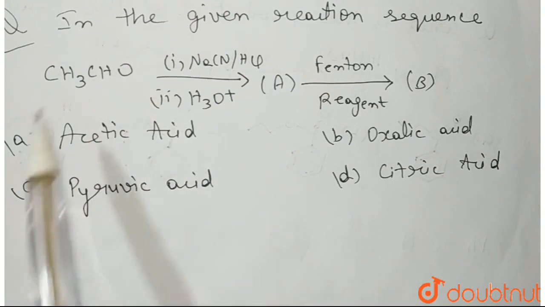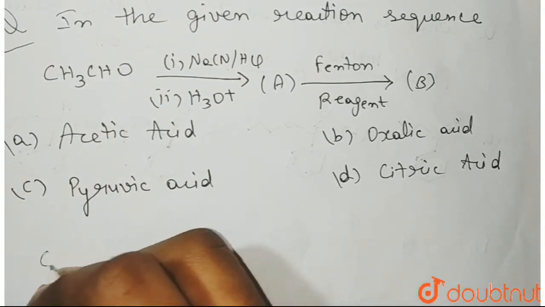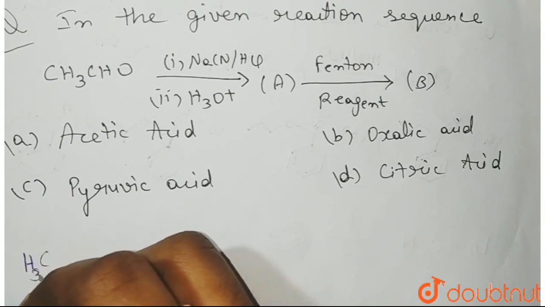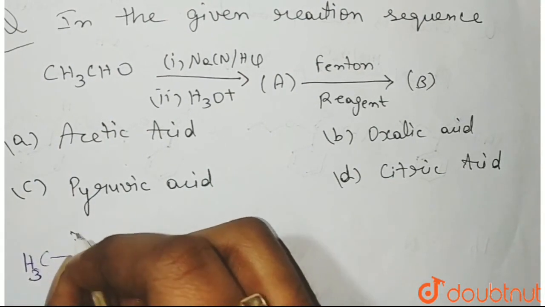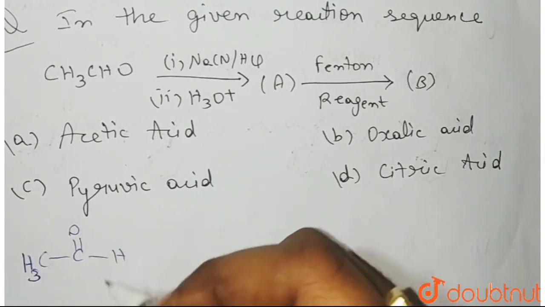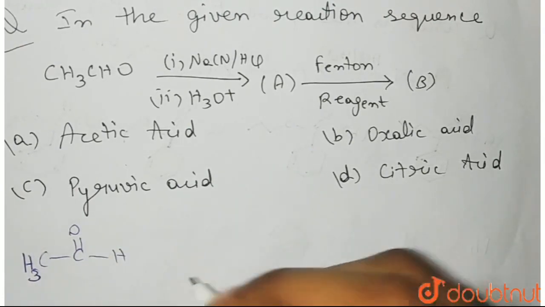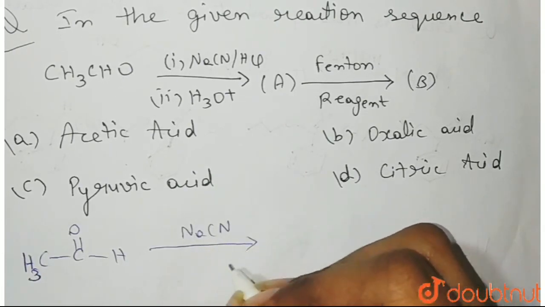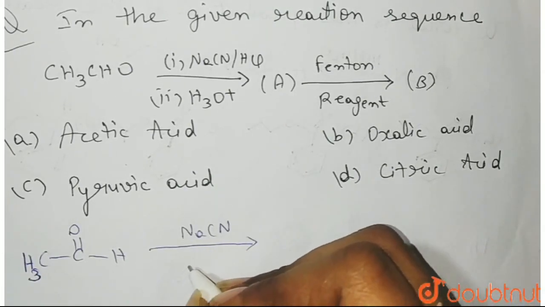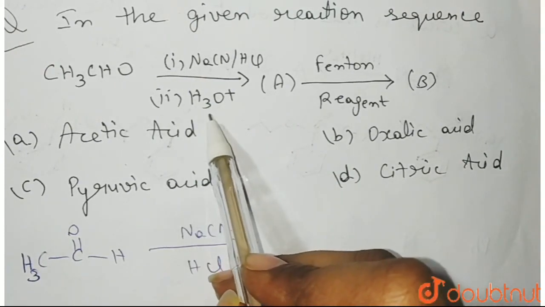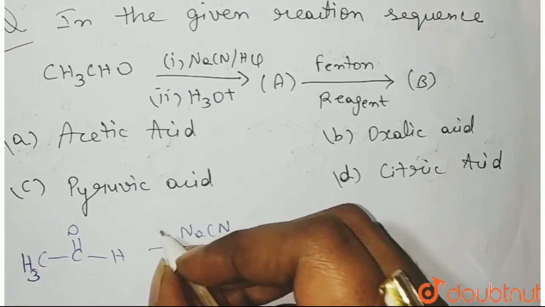The first is we are treating CH3CHO, that is CH3, C double bond O, H, this acetaldehyde, with NaCN in presence of HCl. Okay, this is the first step, and then in the second we are treating it with H3O positive. So let's do the first step first.